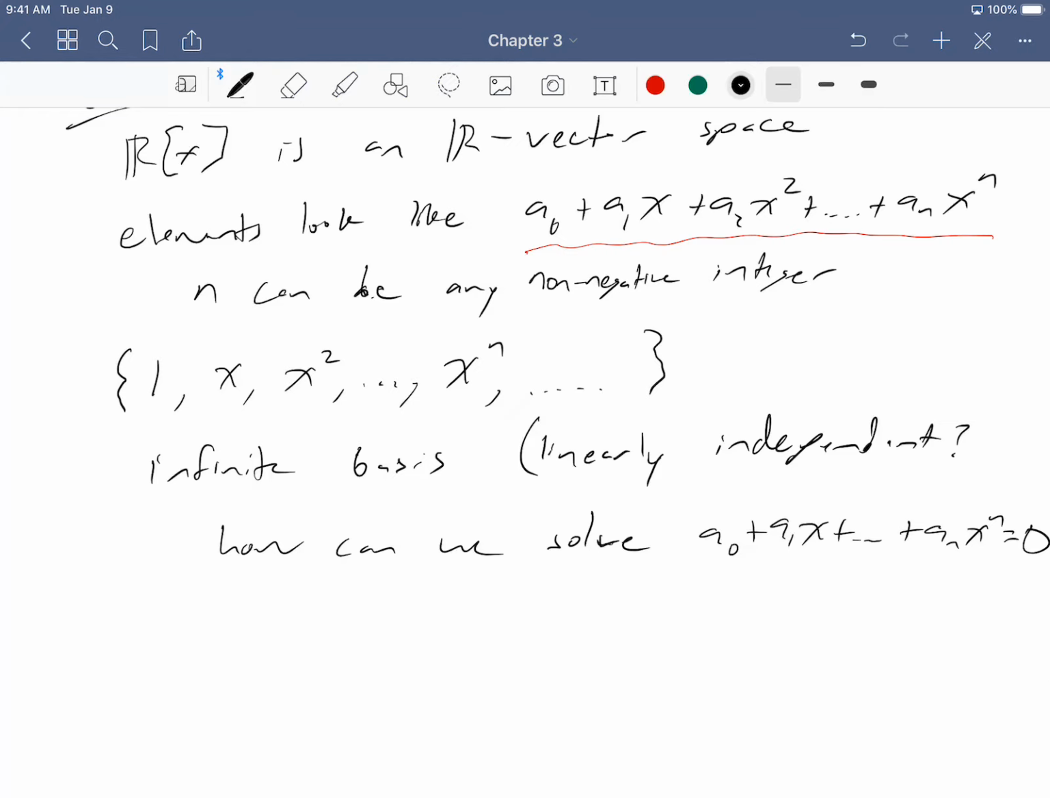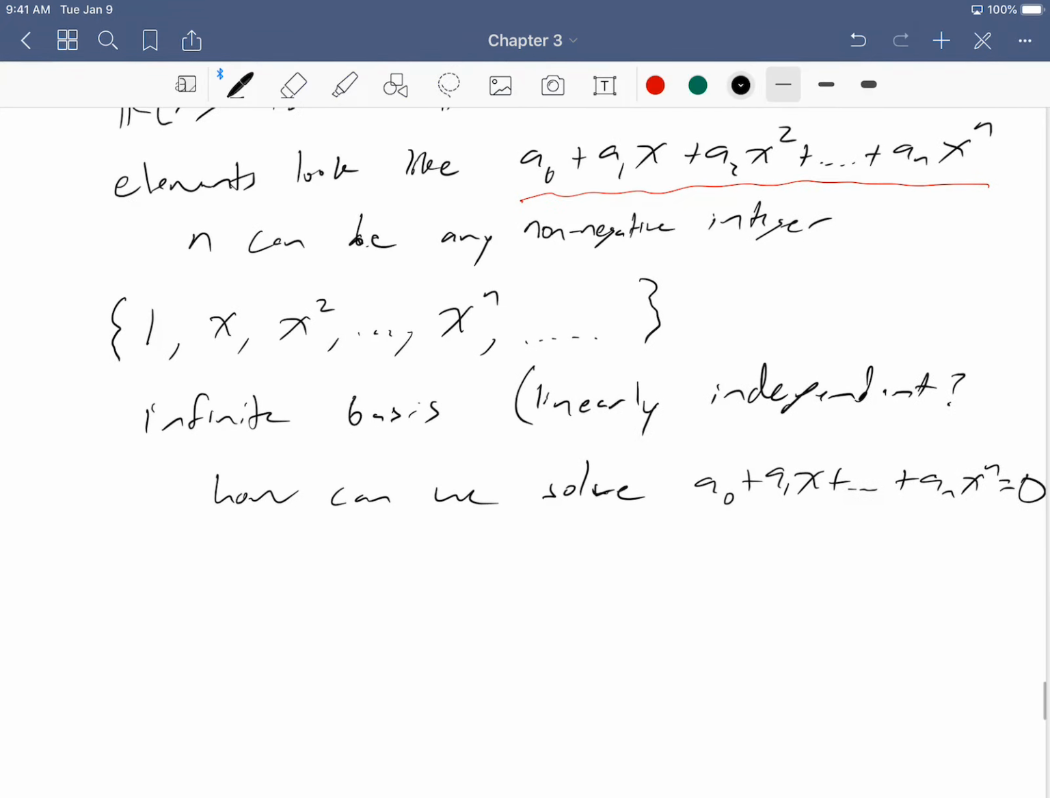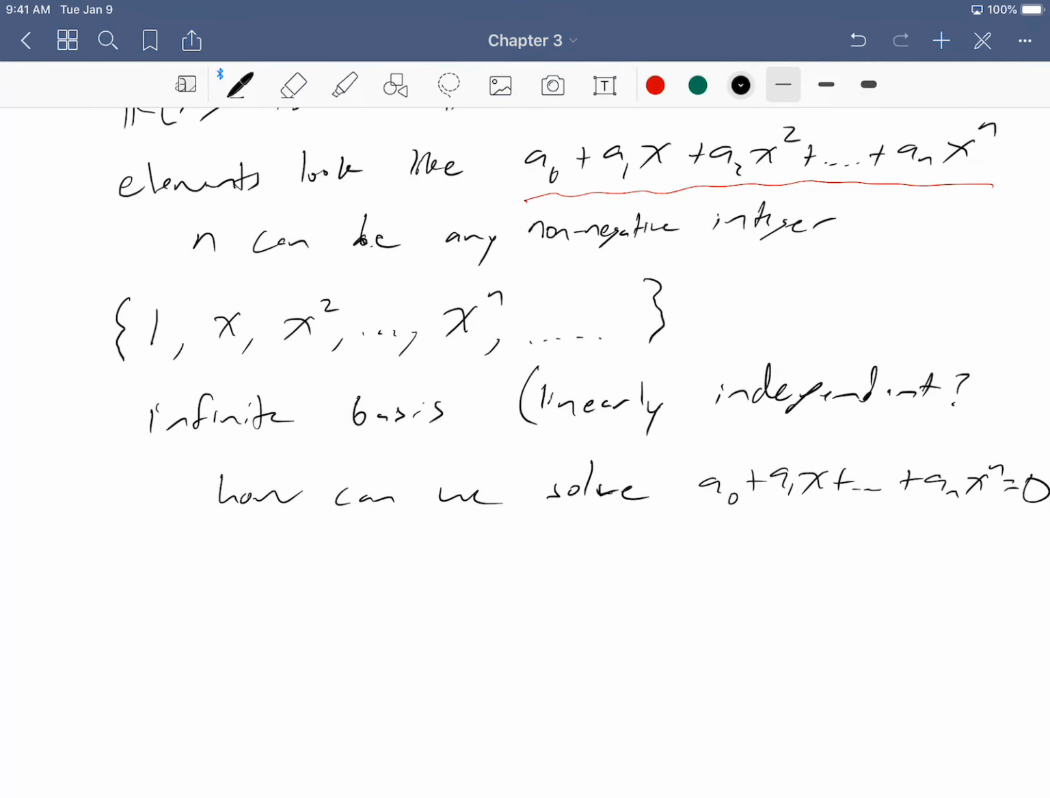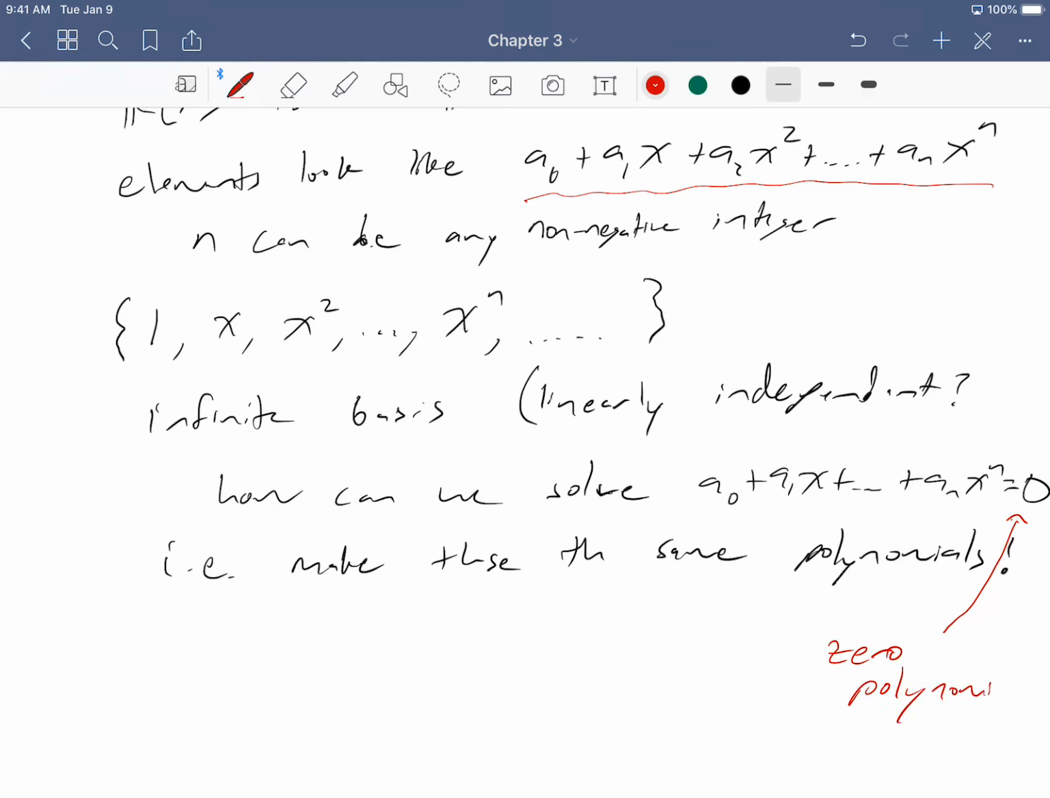All right, and by saying how can we solve this, what I mean when I say solve it is make these two polynomials the same. Not solve for x, but make these two polynomials the same. Okay, so I'm not looking for, oh, x equals 5 is the solution to that. I'm looking for, how do I make this polynomial that's an nth degree actually be the 0 polynomial? And so that's the tricky thing here, is what we mean by that 0 is the 0 polynomial.